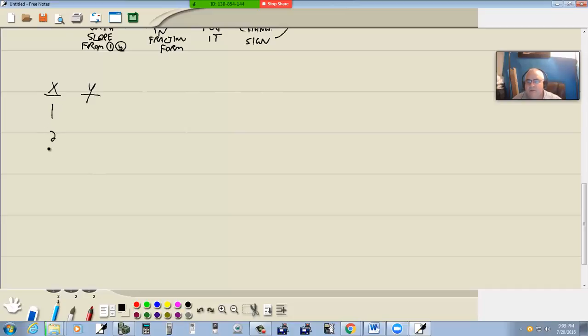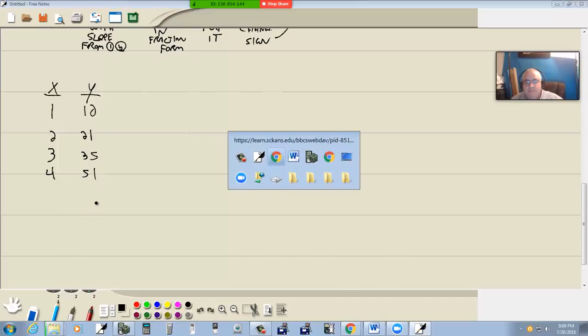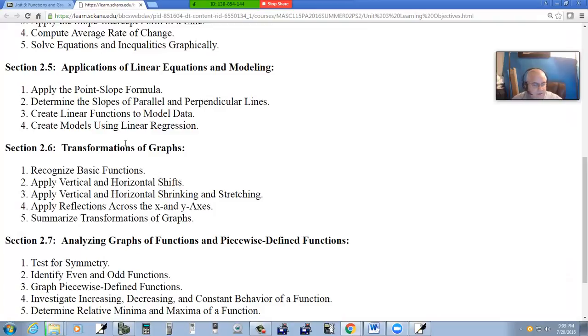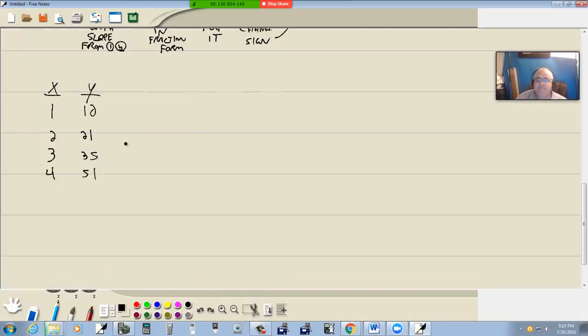And we got 1, 2, 3, 4. I got 12, 21, 35, and 51. And I want to come up with a model using linear regression.